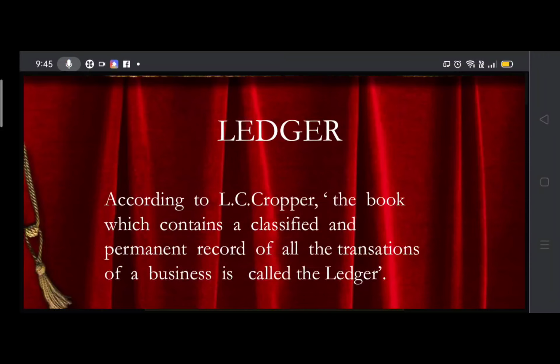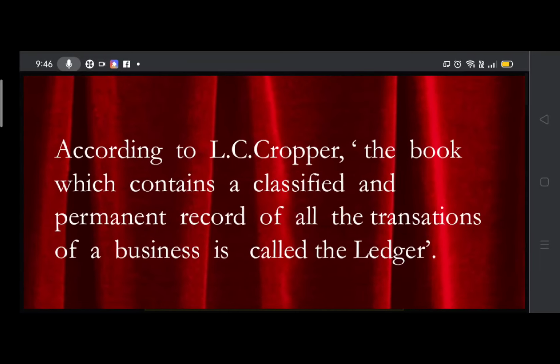In the ledger we put all the accounts, whether real, nominal, or personal, that we have used in the journal entry; the same will be used in the ledger as well. If you see the definition given by L.C. Cropper, he says that the book which contains all the classified and permanent record of all transactions of a business is called the ledger.